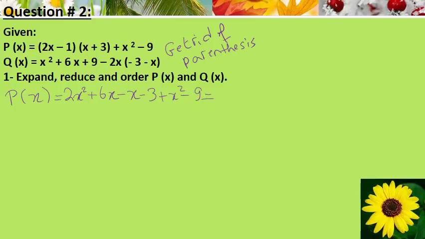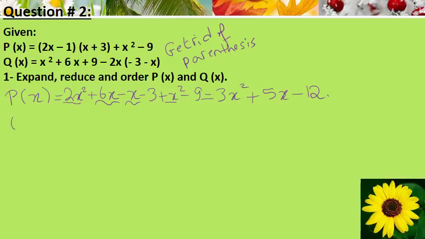Now after expanding, we should see if we can reduce. Yes. We reduce like terms or similar monomials. 2x squared with x squared is 3x squared. Also 6x with minus x is plus 5x. Plus 5x, minus 3 minus 9, minus 12. This is p of x.